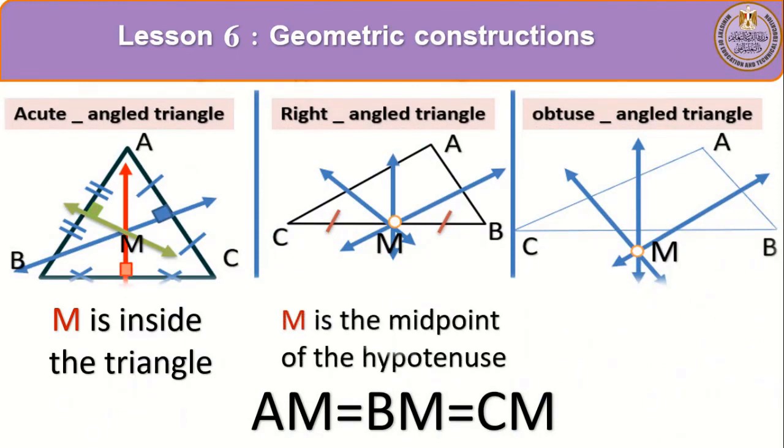Something important to know is that AM equals MP equals MC. Again, AM equals MP equals MC. That's what I want to say: the length of the line segment joining the point of intersection of the axes of symmetry and the vertex of the triangle are equal in all previous cases. In any triangle, if we draw the axes of symmetry, the lengths of the line segments joining the point of intersection and the vertices of the triangle are equal in all previous cases. Like our example, we can say AM equals PM equals CM.